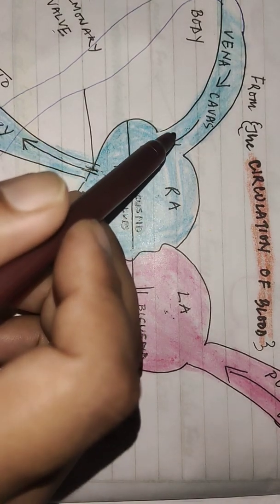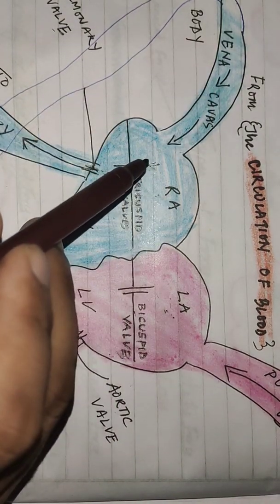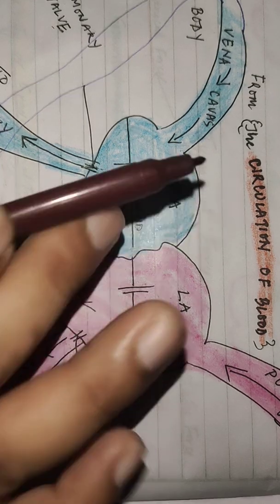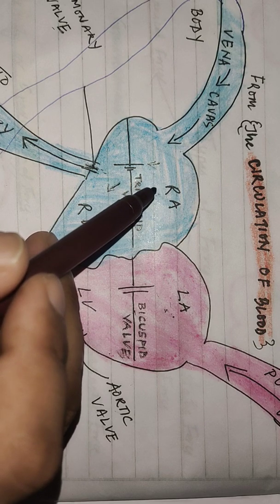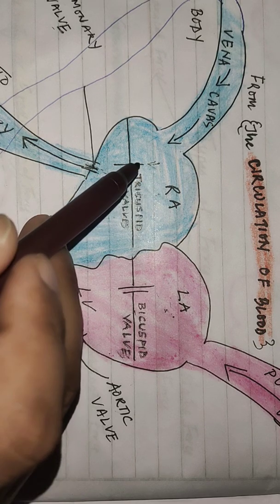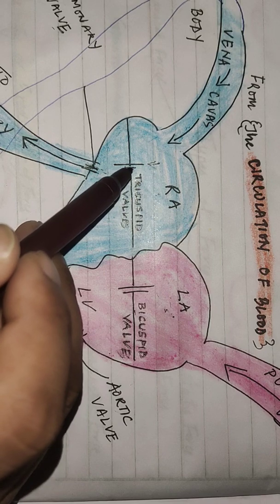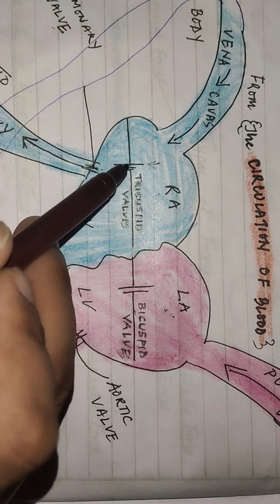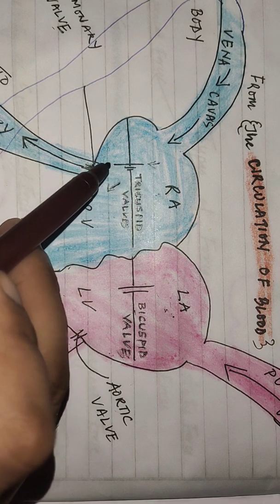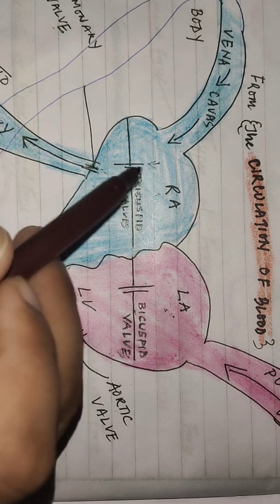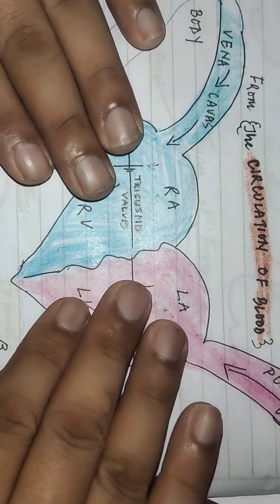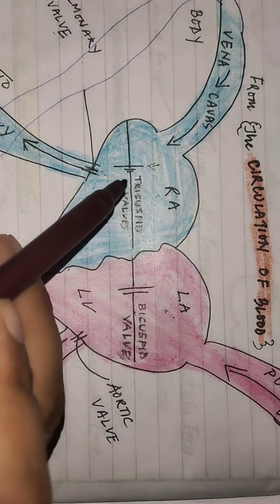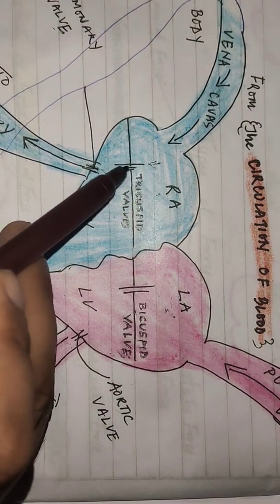The deoxygenated blood flows to the right atrium. Understand this, simple. From the right atrium, the blood passes through a flap-like structure. The main function of this valve is to prevent the backflow of blood. Once the blood enters, it's like a flap; once the blood enters, then it closes. So in order to prevent the backflow of blood, it is the tricuspid valve.